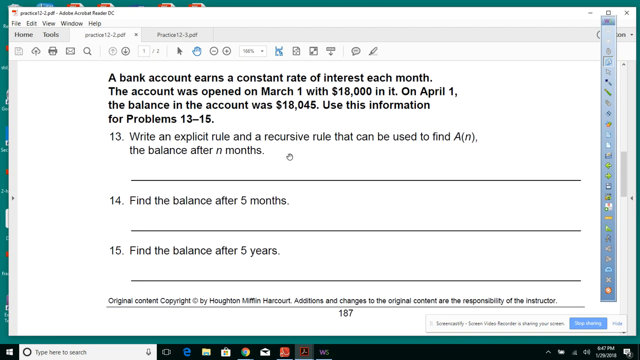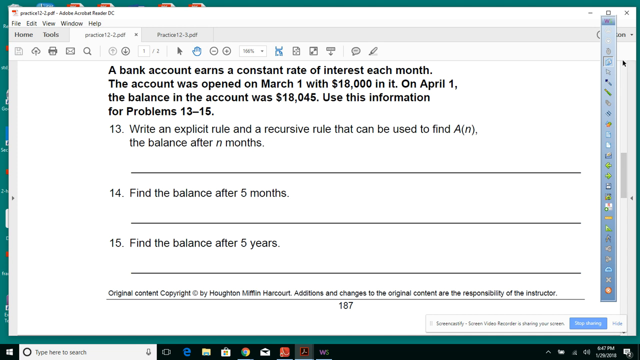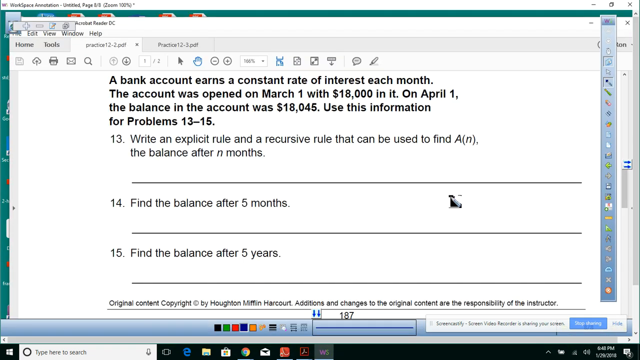A bank account earns a constant rate of interest each month. The account was opened on March 1 with $18,000 on it. On April 1, the balance in the account was $18,045. Use this information for problems 13 through 15. So let's move that up a little bit. All right, let's see what we got here. Well, it's just a simple interest, right? For 1 month, not a problem.